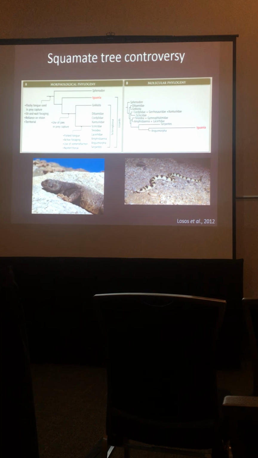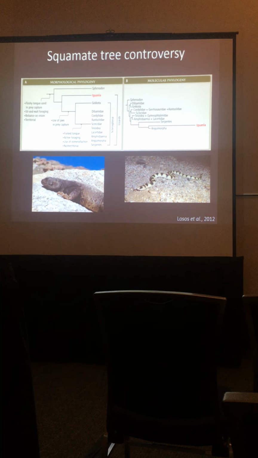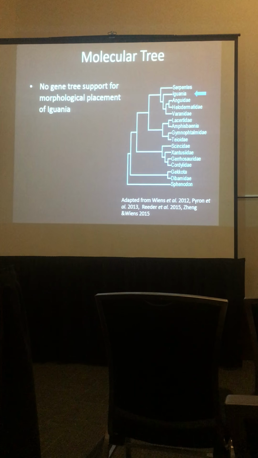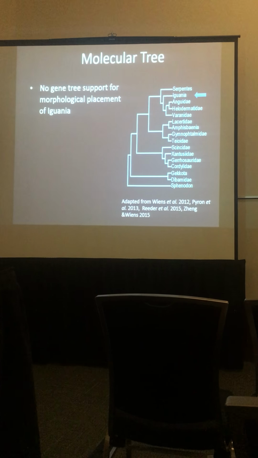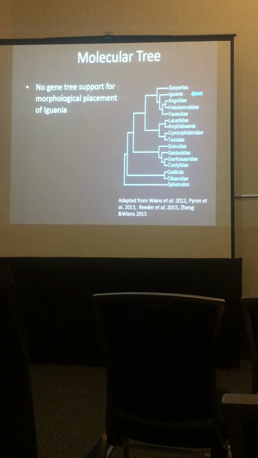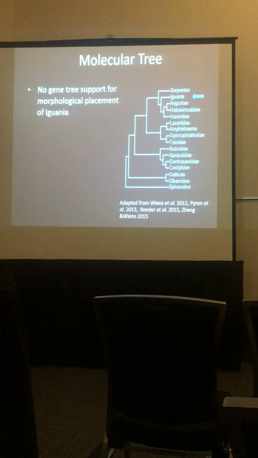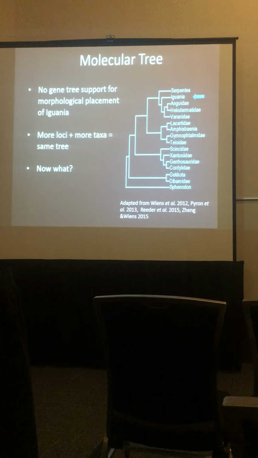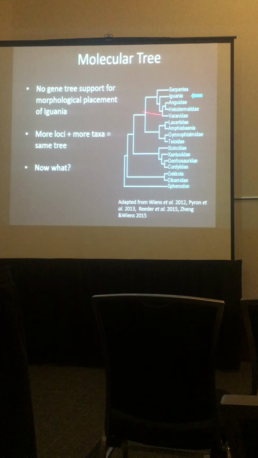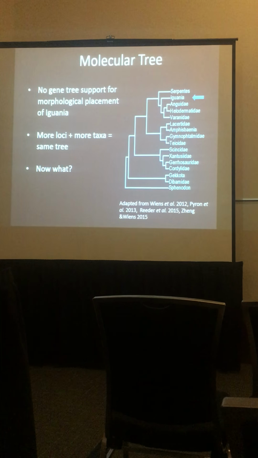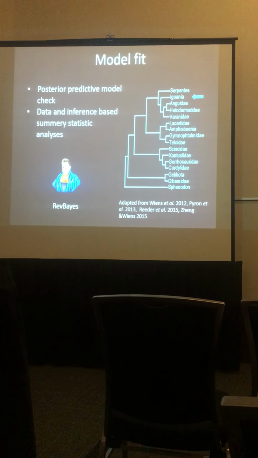And so what I first started to do was look into the further research that's been done with the molecular tree, and there's been a couple papers since then looking closer into the molecular data, and there's really not any gene support for the morphological placement of Iguania. For the most part, even adding more loci and more taxa, you still tend to get the same tree with Iguania up here by snakes and anguimorphs. And so now what? I think this is an interesting place to start looking into model fit.